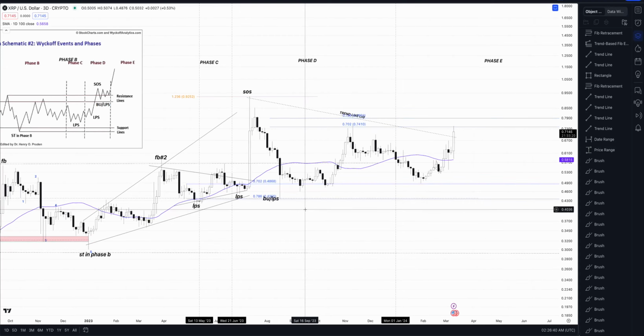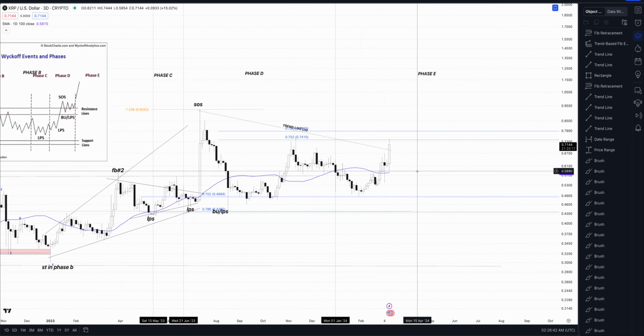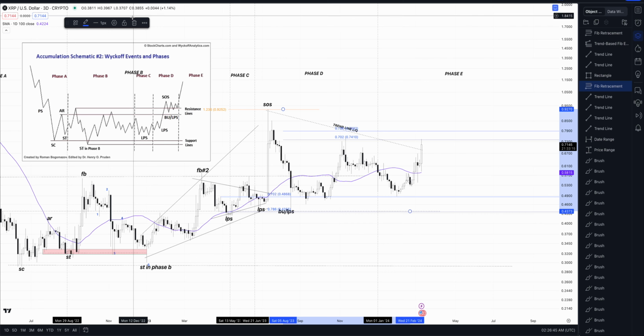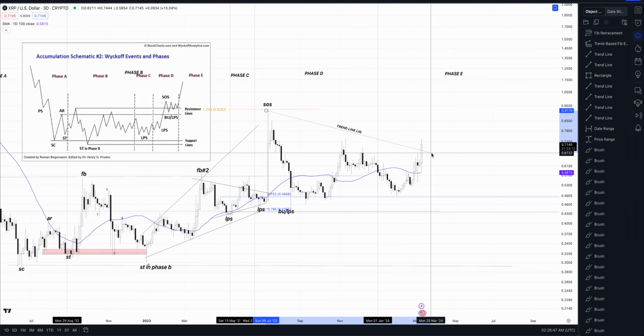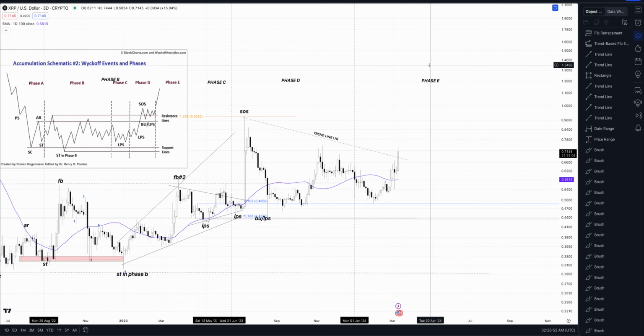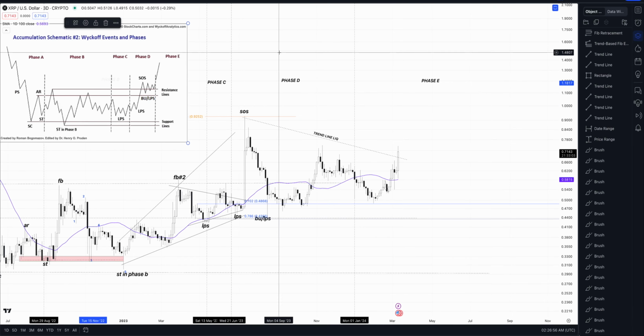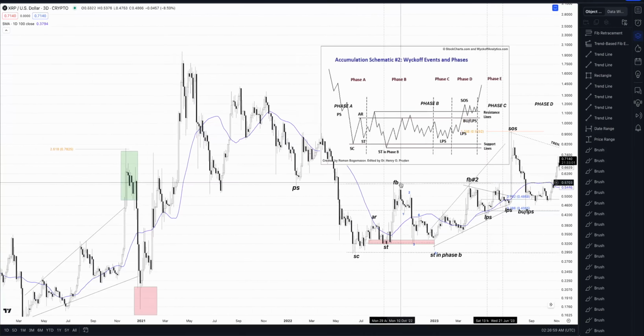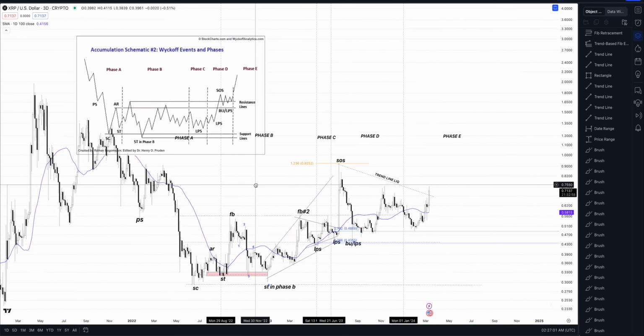Same concept over here. We have a WXY correction, and now we're above trendline liquidity. Okay, we're above this trend line. So we're going into phase E, which I like to call the point of no return. Okay, so this is very important, and it's going to be absolute euphoria in the crypto space within the coming weeks. And we're going to definitely see that with XRP, right?